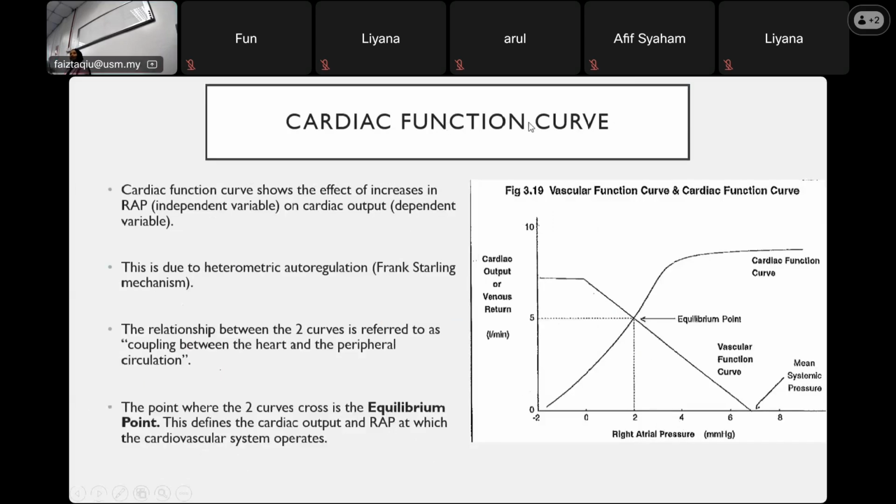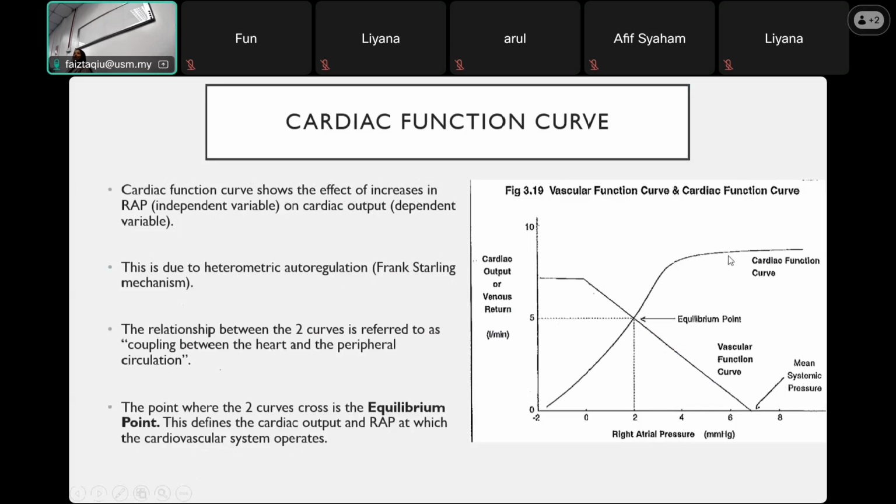So next is the cardiac function. The cardiac function curve shows the effect of the increase in the right atrial pressure will also increase the cardiac output. So this is the Guyton graph. It has a vascular function curve and also the cardiac function curve. This cardiac function curve is due to the heterometric autoregulation, the Frank-Starling mechanism.